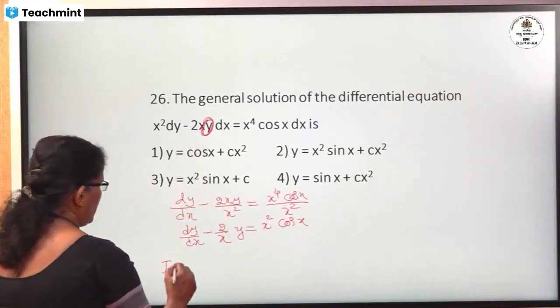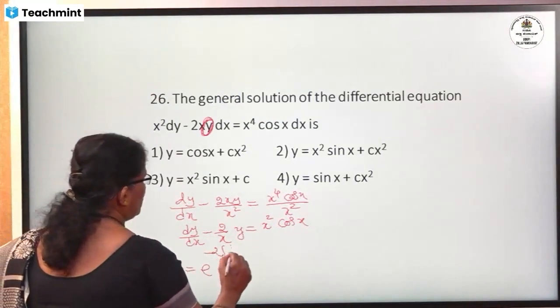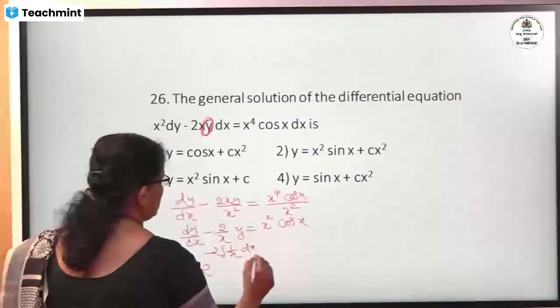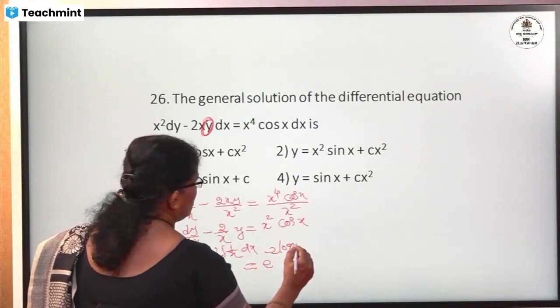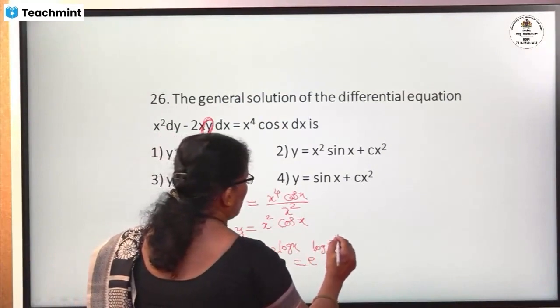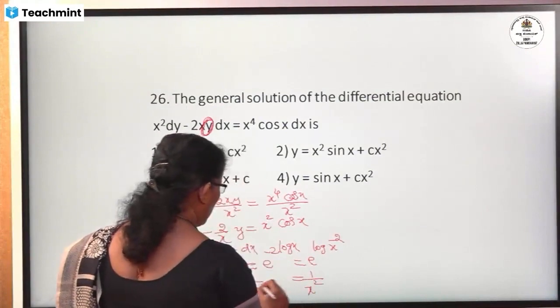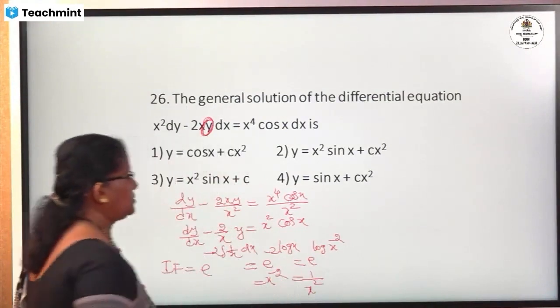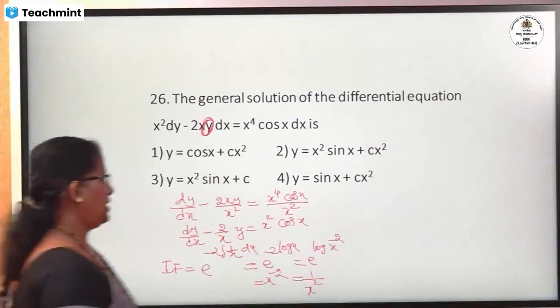So what is the integrating factor? E power integral of minus 2 by x dx, e power minus 2 log x, that is e power log x power minus 2, that is x power minus 2, because e and log cancel. What remains is 1 by x squared.